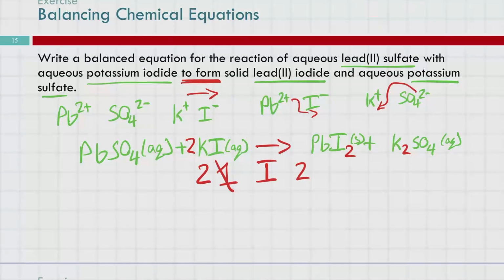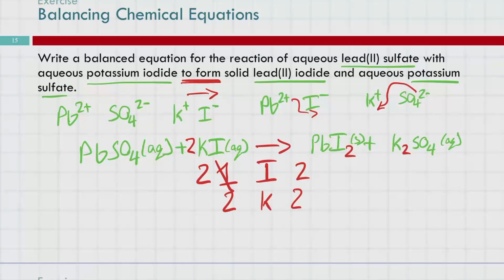When we change that, our iodine is now balanced. We've got the same number of I's on the left and the right, 2 I's. That's the correct number of I's. And we've got now 2 potassium, so our potassium has changed. We're going to balance potassium next. So let's look at potassium. We've got 2 on the left side and conveniently 2 on the right side.